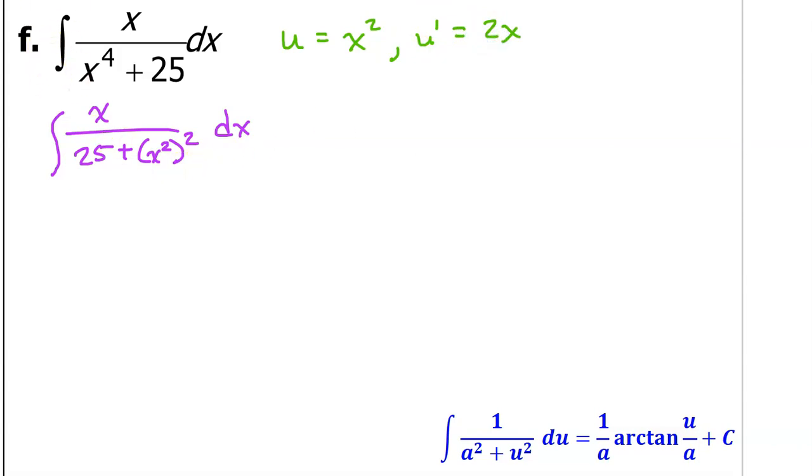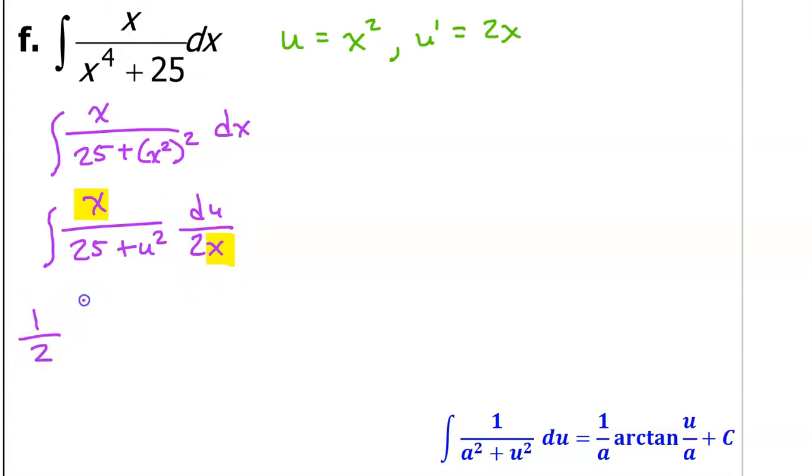If we do this substitution, we end up with the integral of x over 25 plus u squared. Instead of dx, we must write du over u prime, which is 2x. But then we see that we have an x in the numerator and in the denominator. These cancel each other out. The 2 that remains in the denominator can be brought out to the front of the integral as a 1/2. That leaves behind the integral of 1 over 25 plus u squared du.